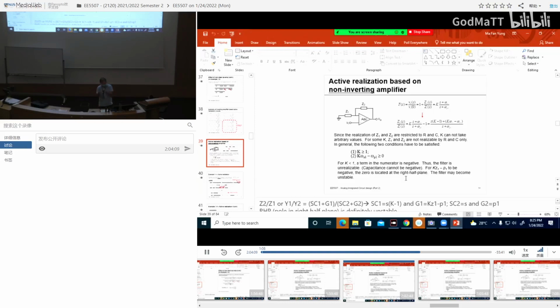But the zero can be anywhere in the expression. And if the pole in the transfer function happens to be in the right half plane, we say the filter is unstable. Why do we say that? If you take the inverse Laplace transform in the time domain, you will get an increasing exponential with time, e to the alpha t. The signal keeps increasing to infinity, so it's not bounded, it's not stable.